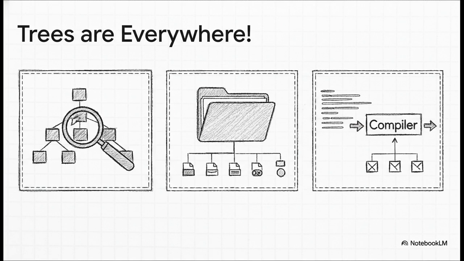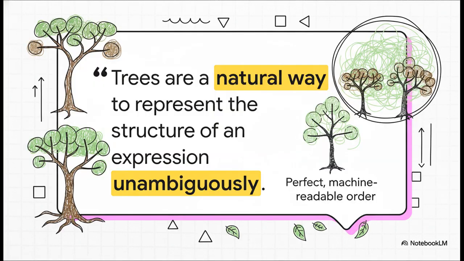And when a programmer writes code, the compiler builds an expression tree, just like the one we made, to understand all the logic and turn it into a program that actually works. Ultimately, it all comes back to this one really powerful idea. Trees give us a natural, an elegant, and pretty much a foolproof way to represent structure and just get rid of ambiguity. They take what could be total chaos and turn it into perfect, machine-readable order.